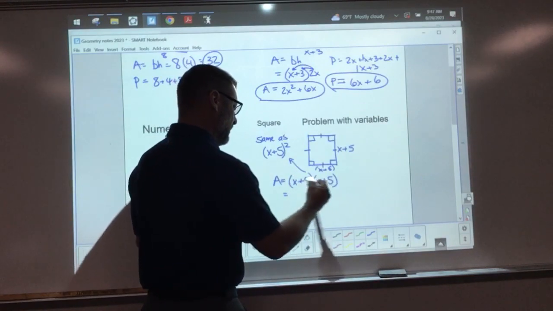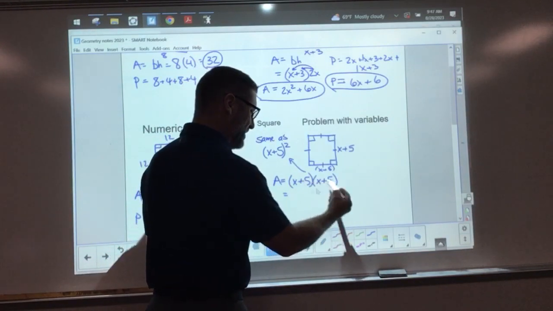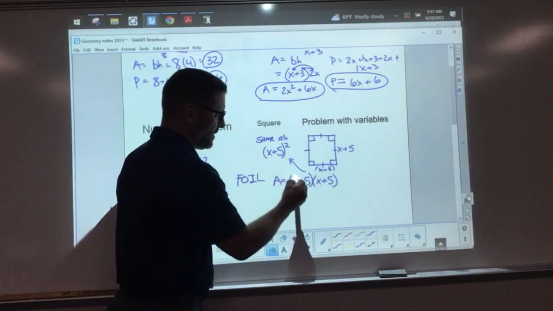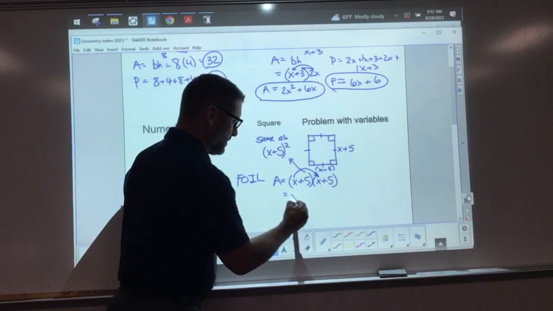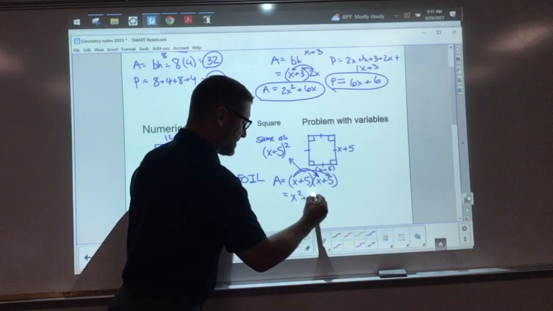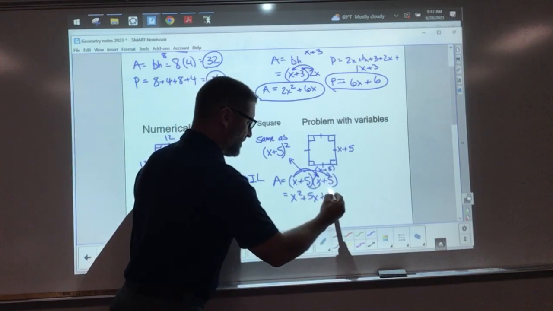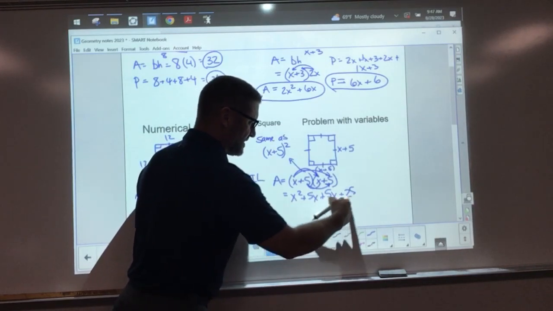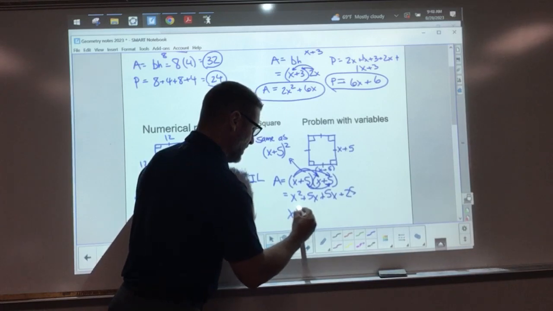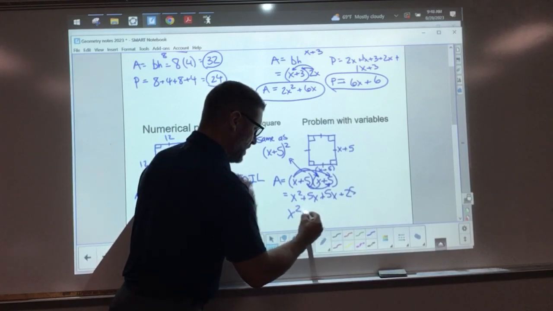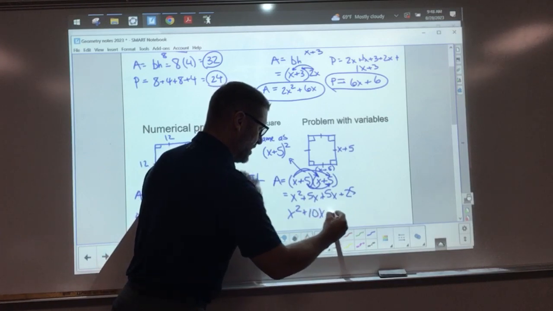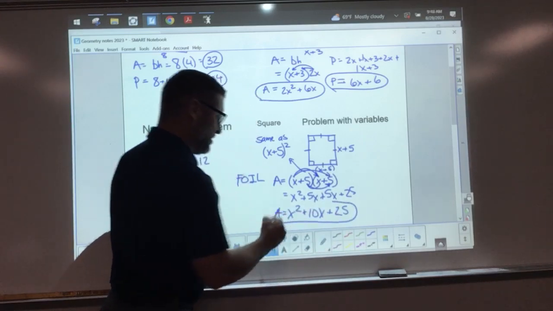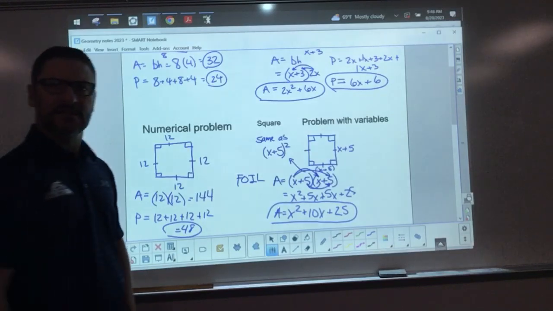So if I simplify two binomials times each other, well, I use the acronym FOIL. And I'm going to have to FOIL this guy out. So let's do that. X times x is x squared. X times 5 is 5x. 5 times x is 5x. 5 times 5 is 25. So I did first, outside, inside, last, for a grand total of x squared plus 10x plus 25 is the area. And again, it's an expression that we write as our final answer.